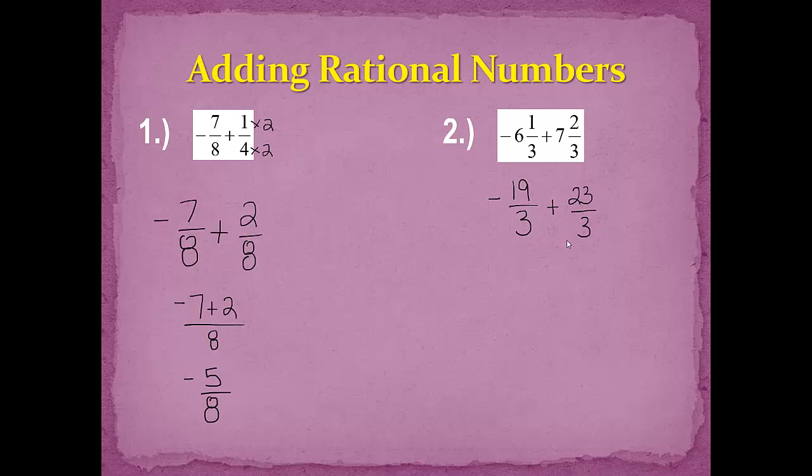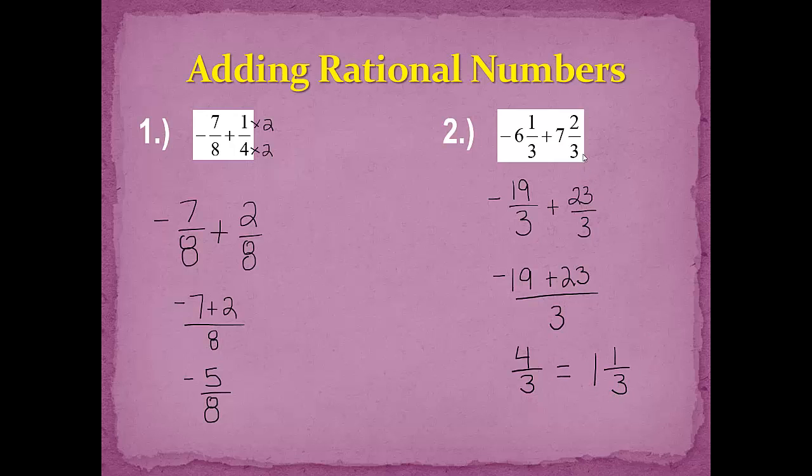Notice that we already have the same denominator. So we can go ahead and add our numerators and keep the denominator the same. So we have negative 19 plus 23 in the numerator, and that then would be divided by 3. Negative 19 plus 23 is 4. So we get 4/3. We can simplify 4/3, and that would equal 1 1/3.